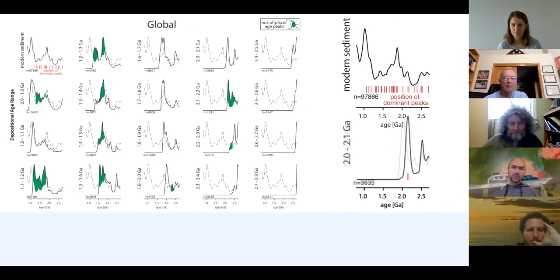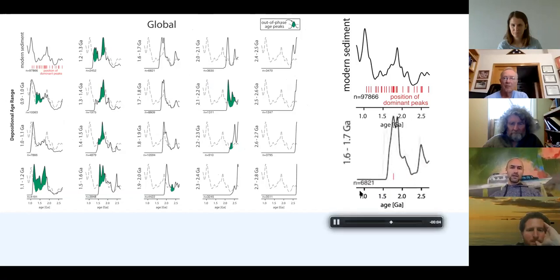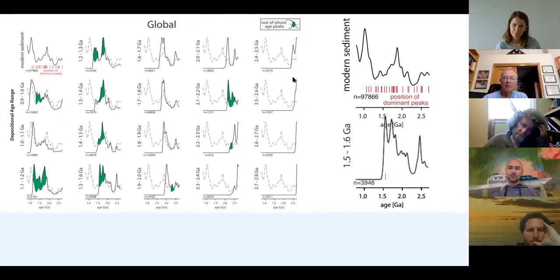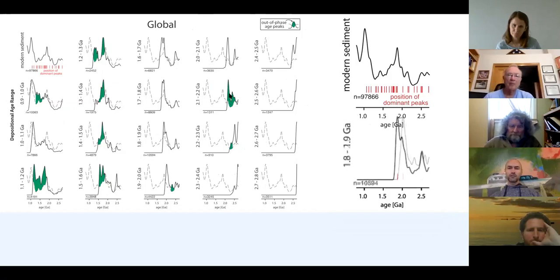So here's the time-lapse zirconography, and we're starting here at 2.7 to 2.8. We see a strong age peak at about 2.7, and then stepping forward 100 million years on and on, age peaks seem to match the modern sediments until we start getting into these Rhyacian, Siderian sedimentary rocks, where we start to see age peaks that are out of phase with the modern sedimentary age peaks.